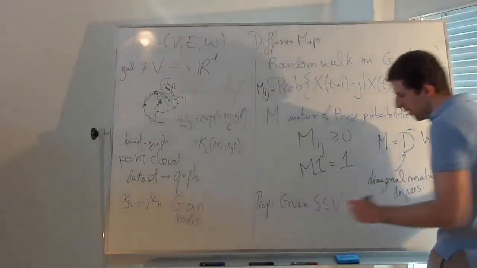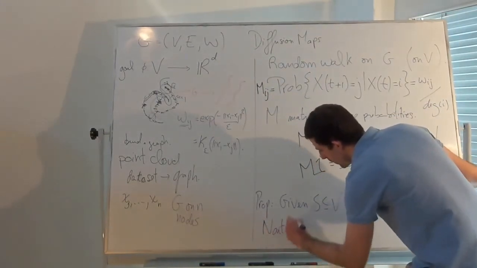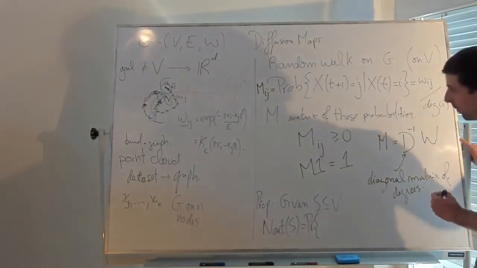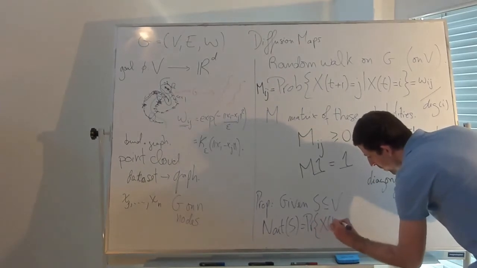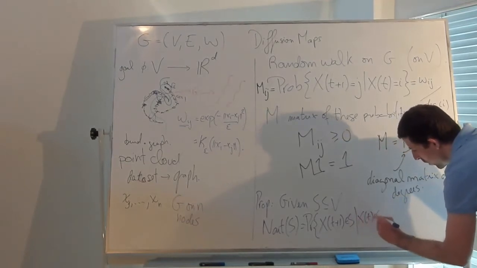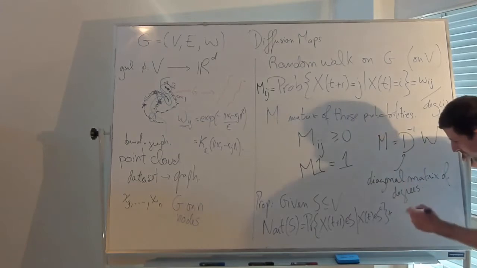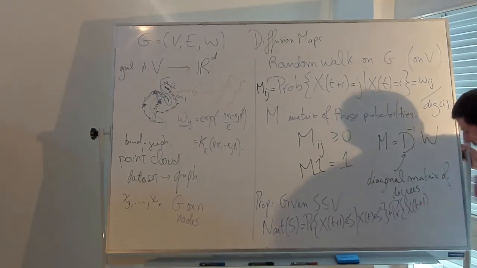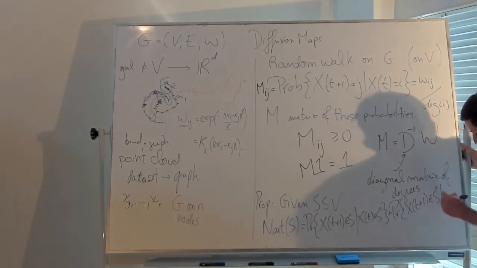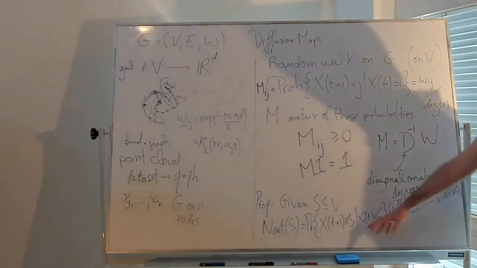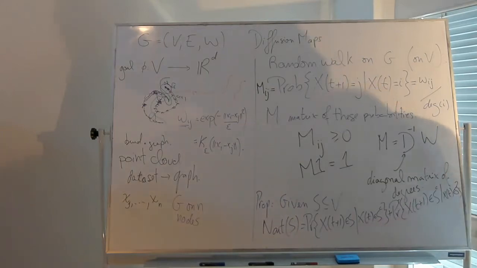Okay, so the normalized cut of S is exactly the following: the probability that X at time t plus 1 is in S, conditioned on X at the time before being in S complement, plus the probability of X at time t plus 1 being in S complement, provided that X at time t was in S. So there's a very nice interpretation of the normalized cut in terms of probabilities. Of course, this depends on the original probability that I'm considering for X at time t.